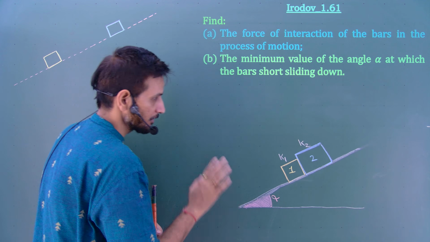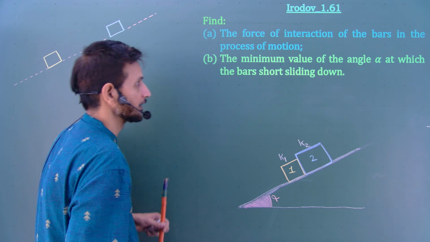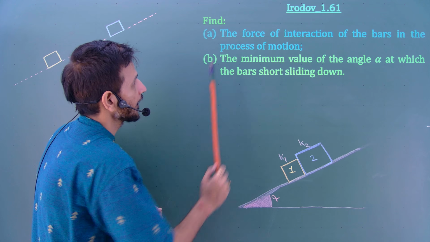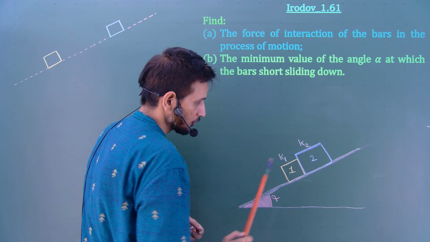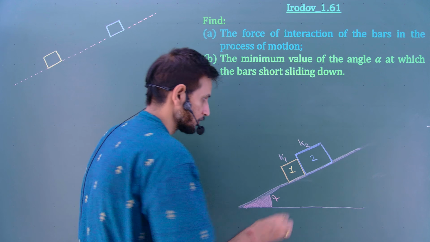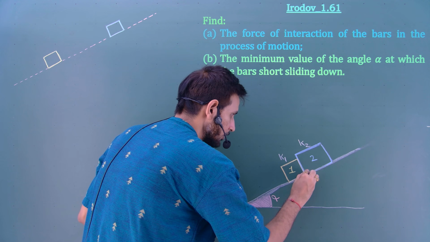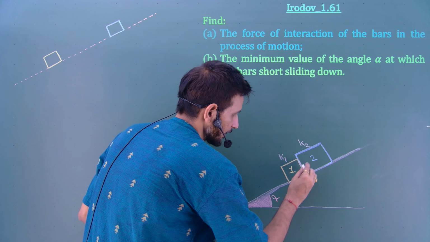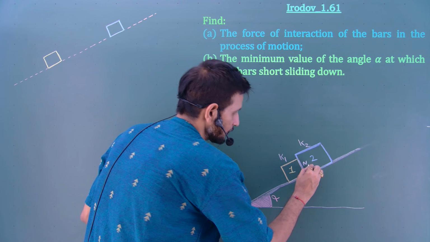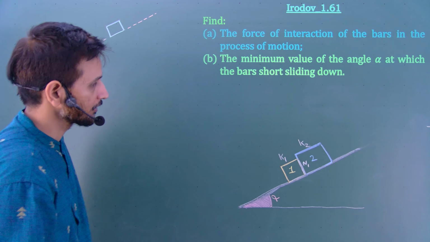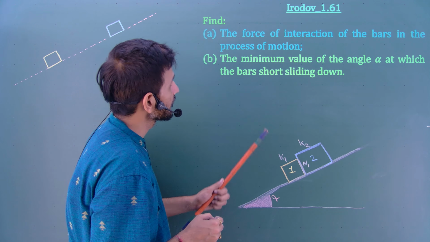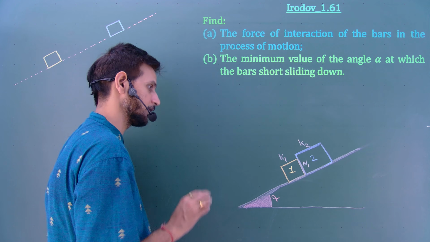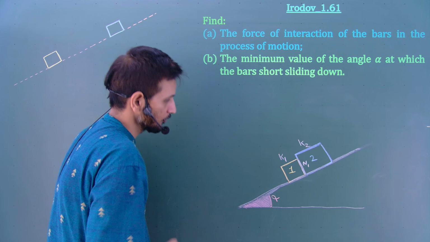It means that both blocks are moving and we have to find the force of interaction between block 1 and block 2. So this is called the normal force. So we have to calculate the normal reaction at this surface. Let me call it N1. So we have to calculate the normal N1, in the process in which both are moving. In the question it is given that both are moving.